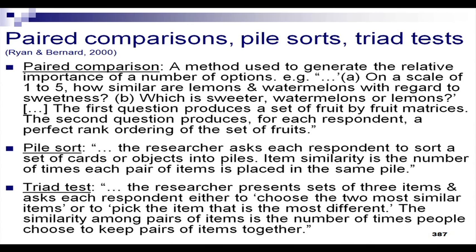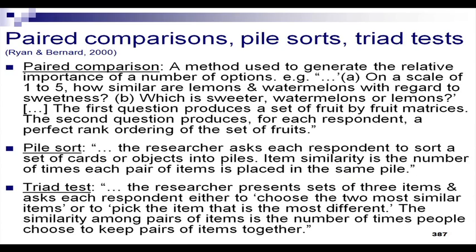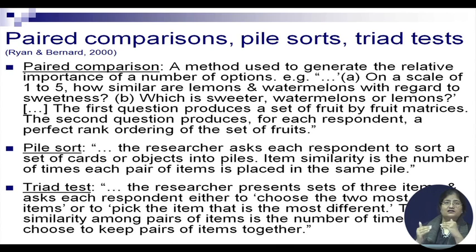The first question produces a set of fruit by fruit matrices, and the second question produces for each respondent a perfect rank ordering of the set of fruit. So which is sweeter, which is next, etc. And how do they relate to each other? This technique is called a paired comparison technique.